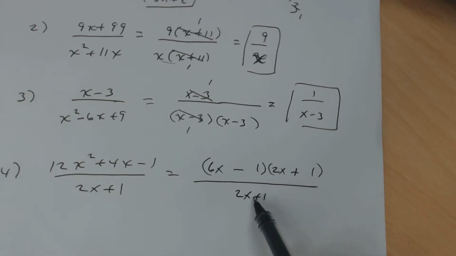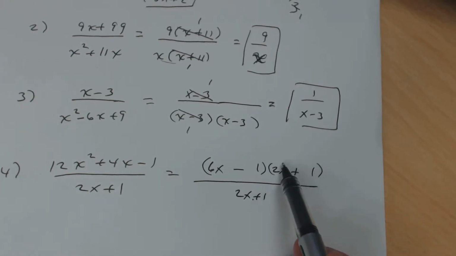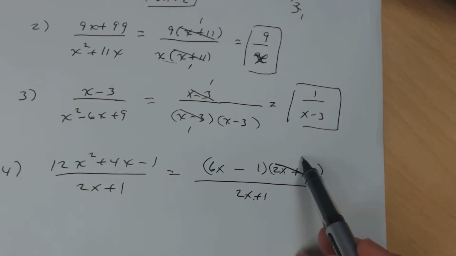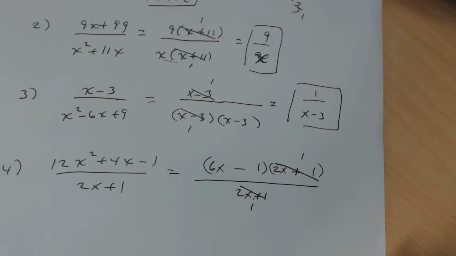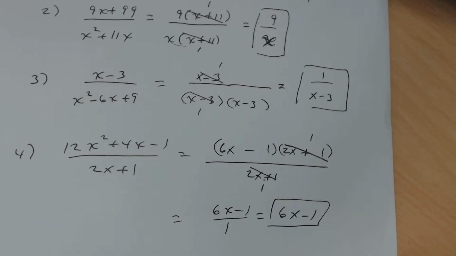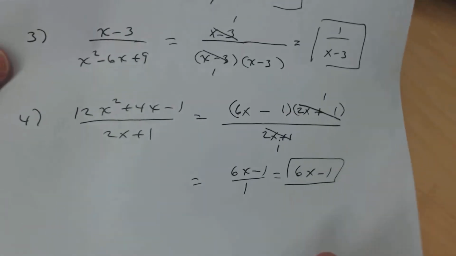They both have a 2x plus 1 in common. So 2x plus 1 divided by 2x plus 1 is 1. And I'm left with 6x minus 1 divided by 1, which is 6x minus 1. Let me just go ahead and rewrite it over this 1, but that's just 6x minus 1. So there's your answer. All right, so that was number 4. All right, the next one. So let's suppose we had this.